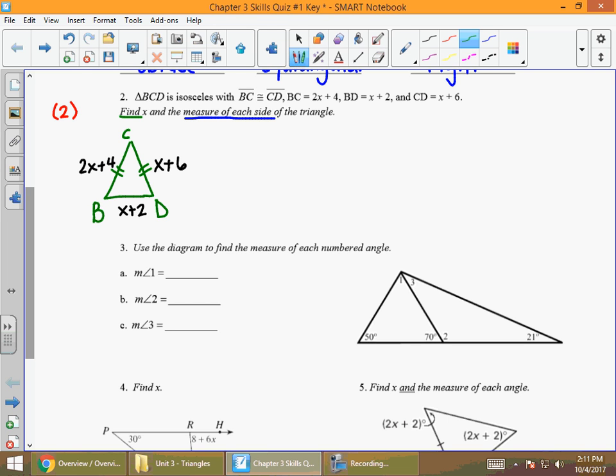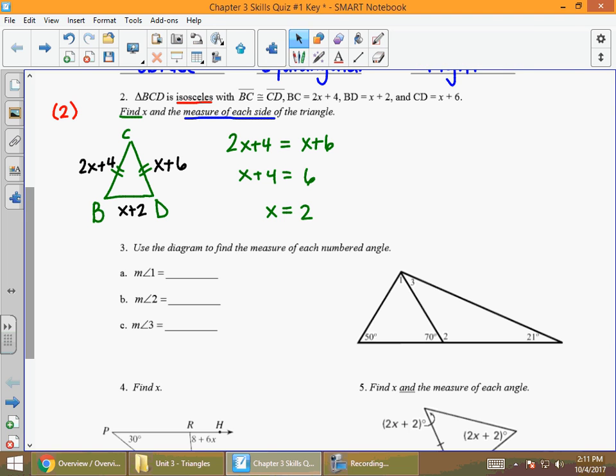And when I tell you that this thing is isosceles, that means find the congruent ones and set them equal. In this case, the 2 congruent ones are 2x plus 4 and x plus 6. So I set them equal and solve for x. If I subtract x on both sides, I'll get x plus 4 equal to 6. And subtract 4 on both sides, I'll get x equal to 2. Then once I know x, I plug this back in to find each one of the segments.